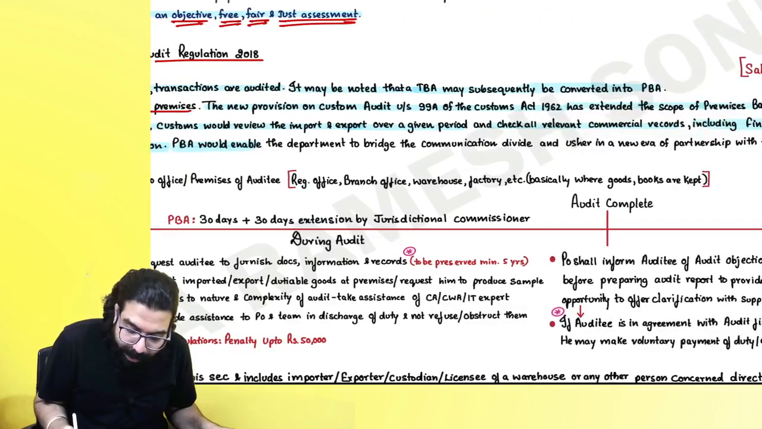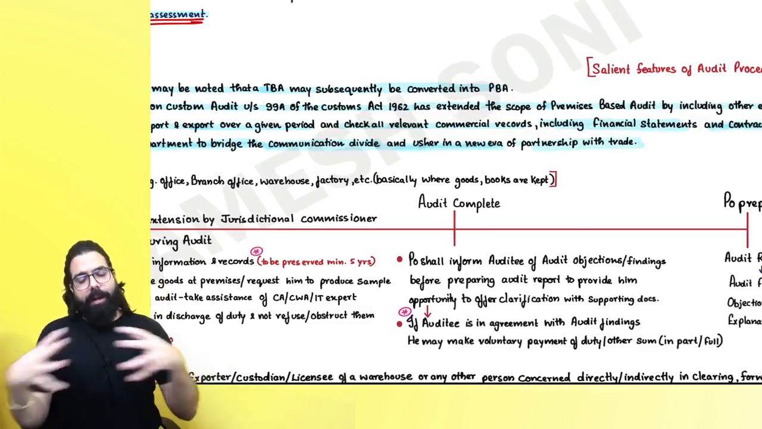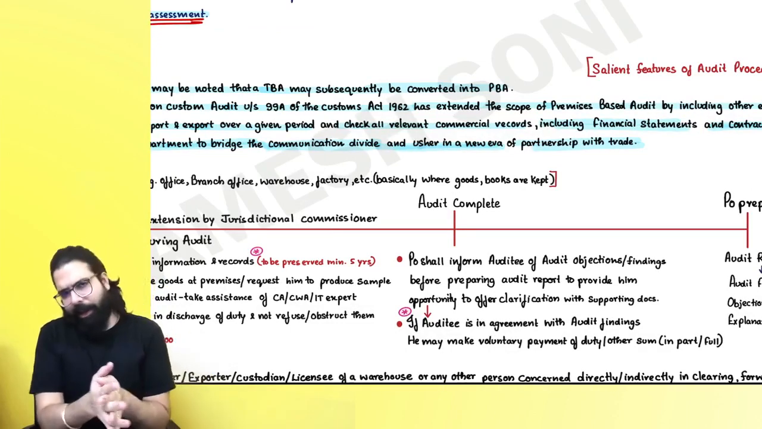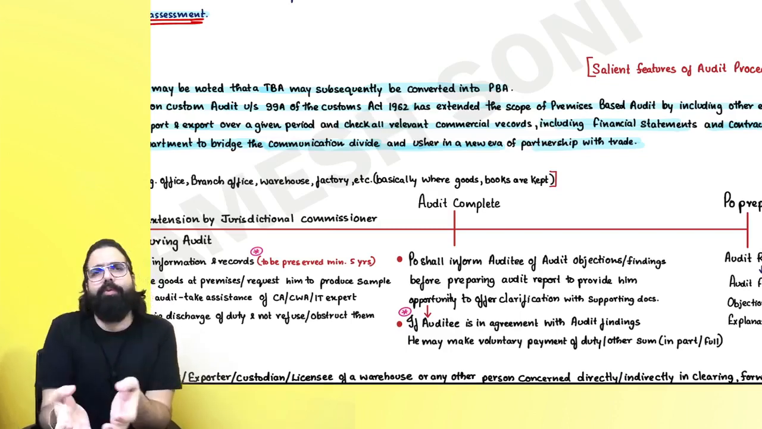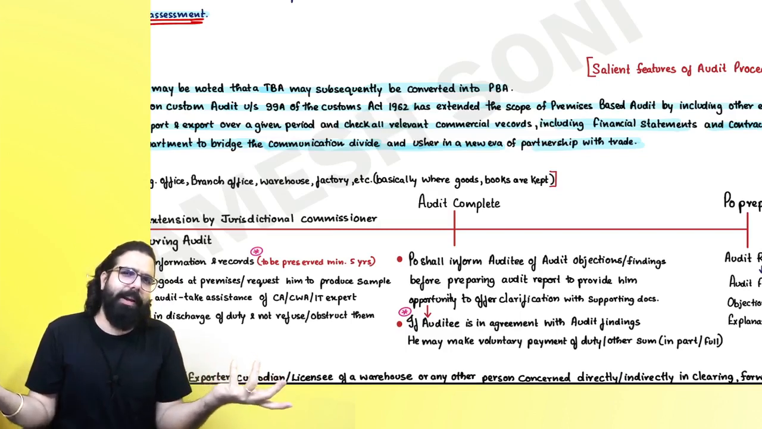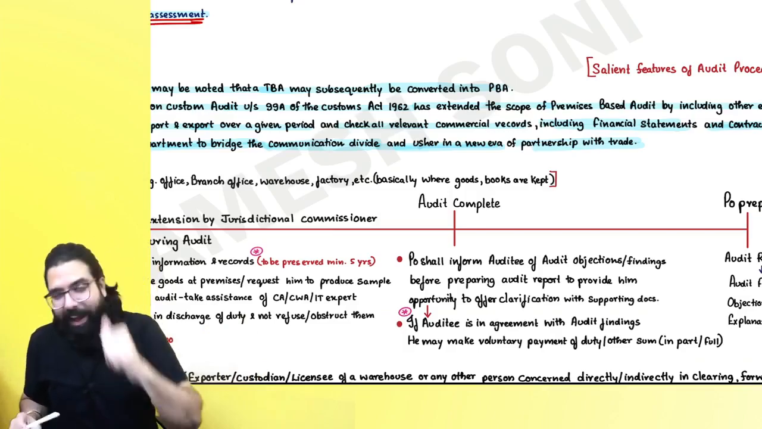Premises based audit would enable the department to bridge the communication divide and usher in a new era of partnership with trade. They are now being friends with trade. They are coming to the trader's premises, checking whether the goods on which they have paid the duty are the actual goods which they have imported. Might be when you imported, customs automated systems gave automatic clearance and there was no checking. So now in premises based audit they will come and check.